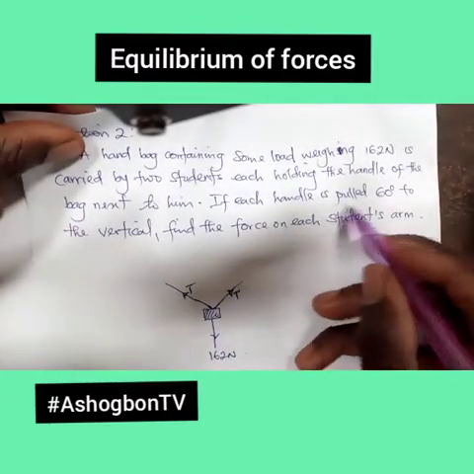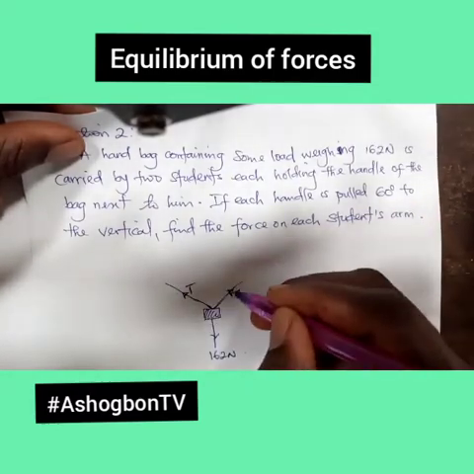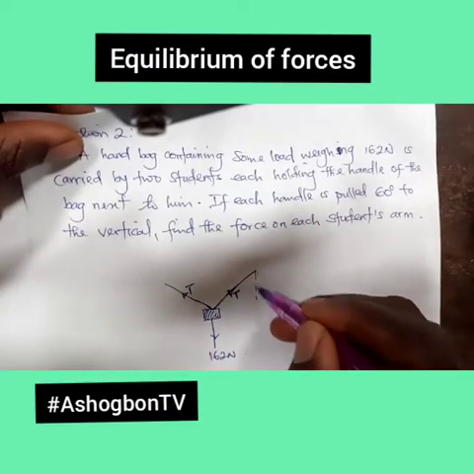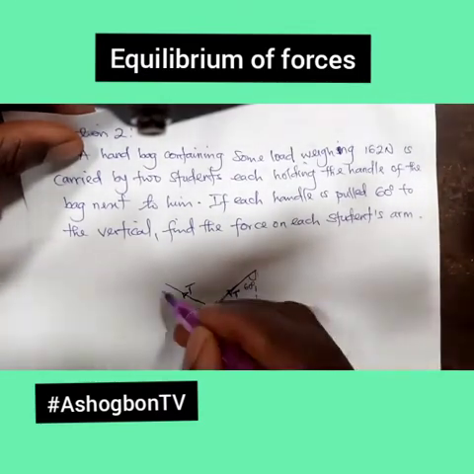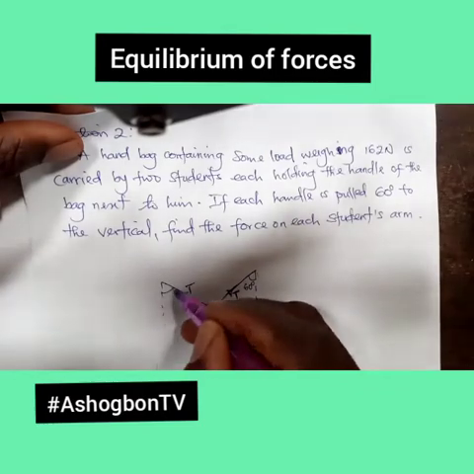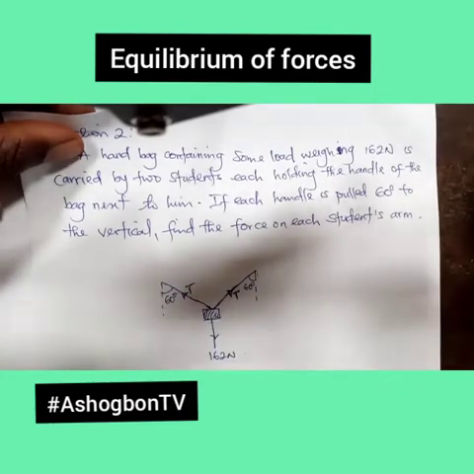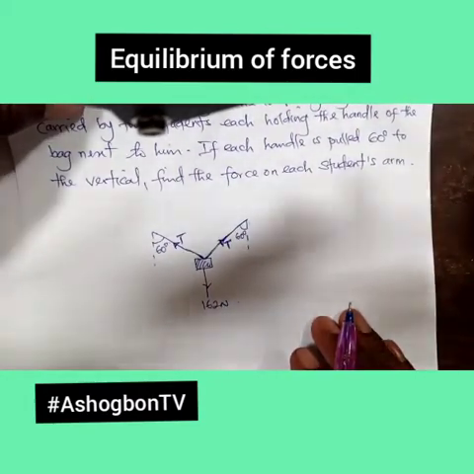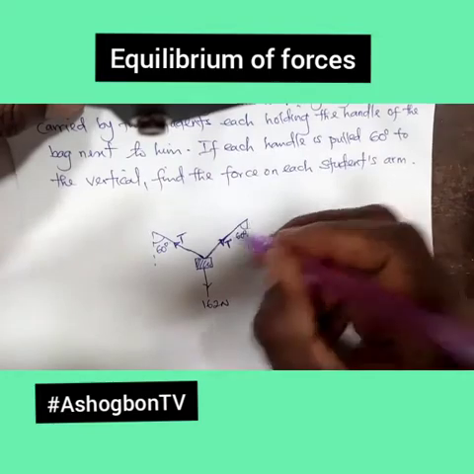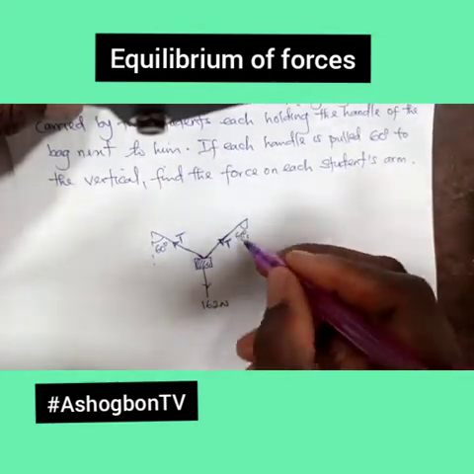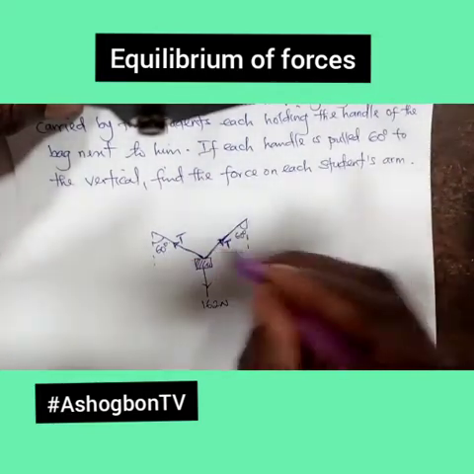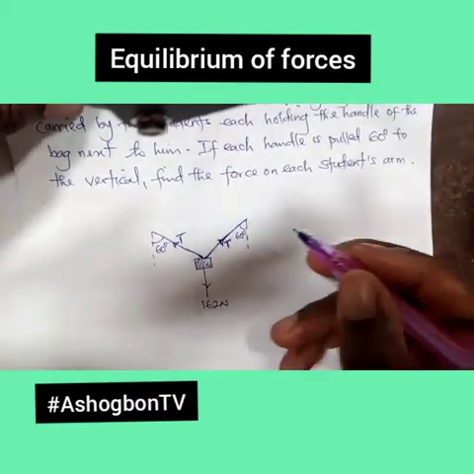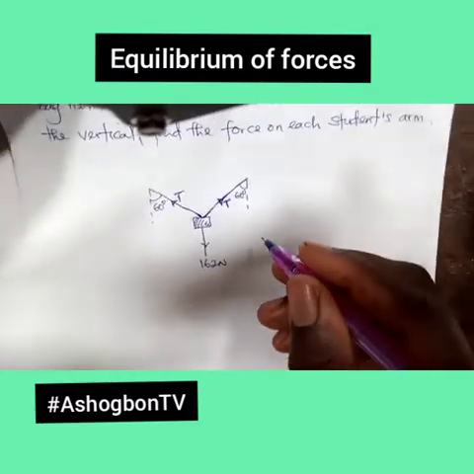Now, if each handle is pulled 60 degrees to the vertical, that means here, let's just extend this. If you're pulling here, so here you are now pulling 60 degrees to the vertical. Here the same thing, you're pulling 60 degrees to the vertical. So if that is the case, the next thing now is we have to find the force on each student's arm, and that is this T. And for the fact that they both made angle 60 degrees to the vertical, that means they are what? They are of the same value, they are of the same magnitude. So we'll go on and start solving for this.